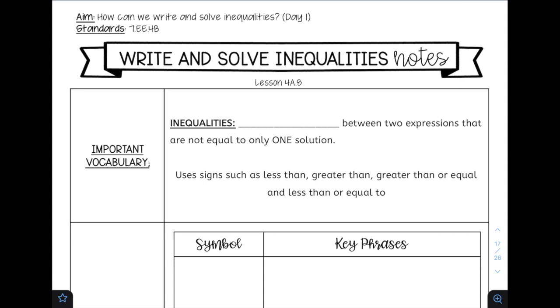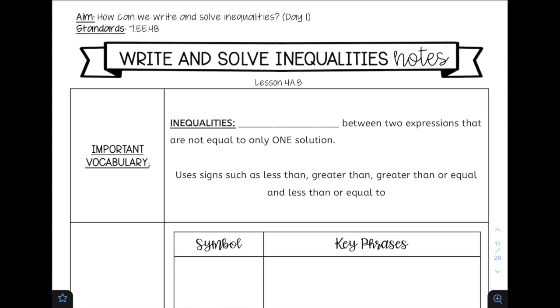We're going to be learning how to write and solve inequalities in this lesson, lesson number 8 of Unit 4. Our aim for today: how can we write and solve inequalities? This lesson is going to be day 1. We will be doing a day 2 involving inequalities.